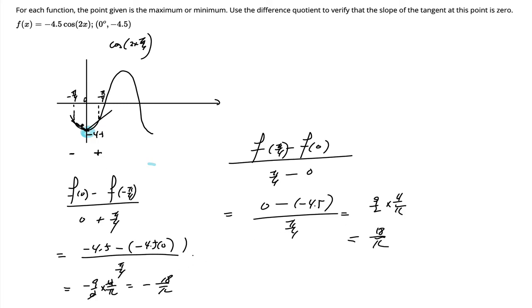So this validates the visual explanation I did earlier. That's negative slope, positive slope. Therefore, 0, negative 4.5 is a minimum.